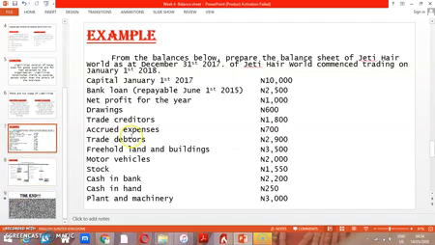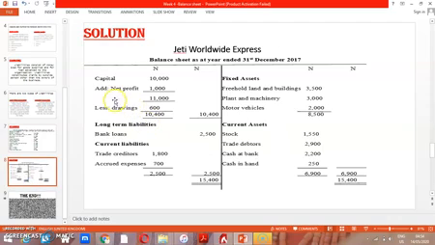Drawings. Drawings is 600 naira. So you less your drawings. Less means to subtract. So when you less your drawings, 11,000 minus 600, you get 10,400. So that will be brought to this other side of the account.